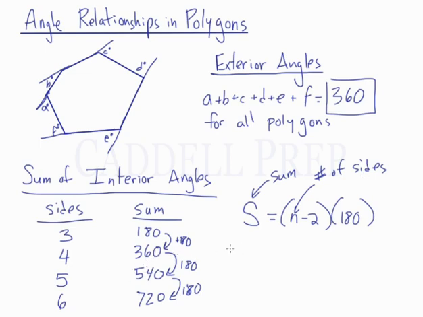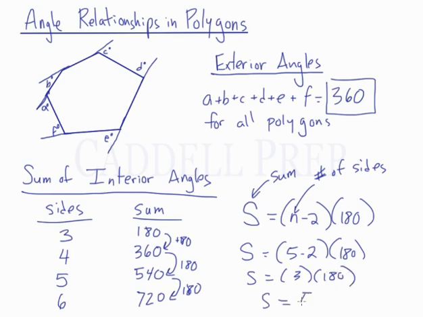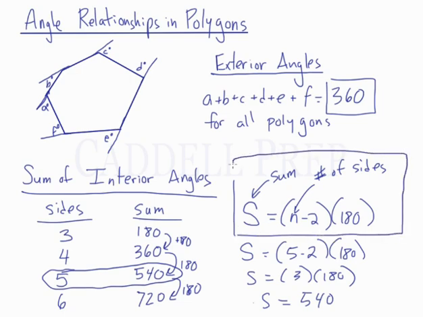So if we had a 5-sided figure, we'd have S equals 5 minus 2 times 180. So we'd have S equals 3 times 180. And we'd find that the sum is 540, just like we had from our chart. So this is the formula for finding the sum of the interior angles. This is a chart version. And then, of course, the sum of the exterior angles for any polygon always adds up to 360.